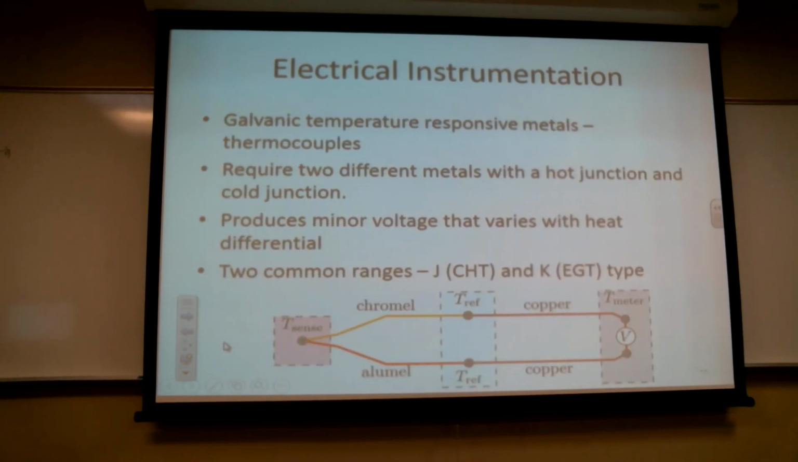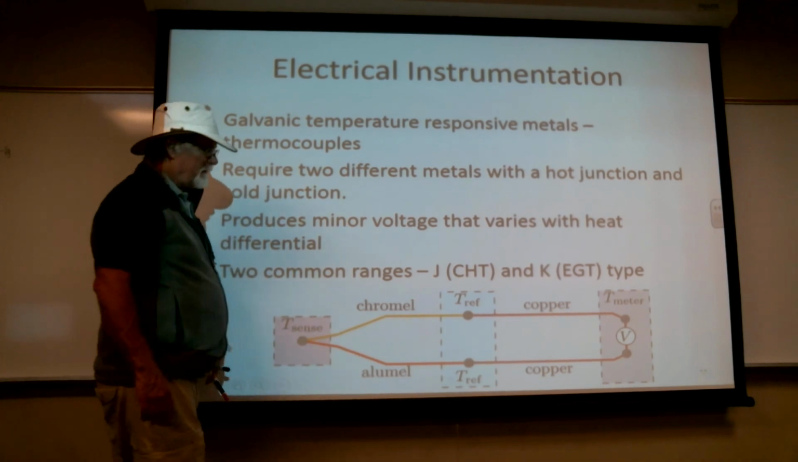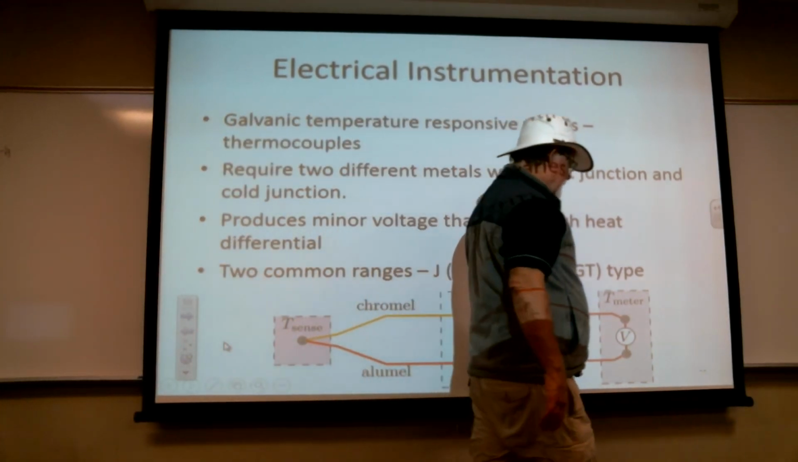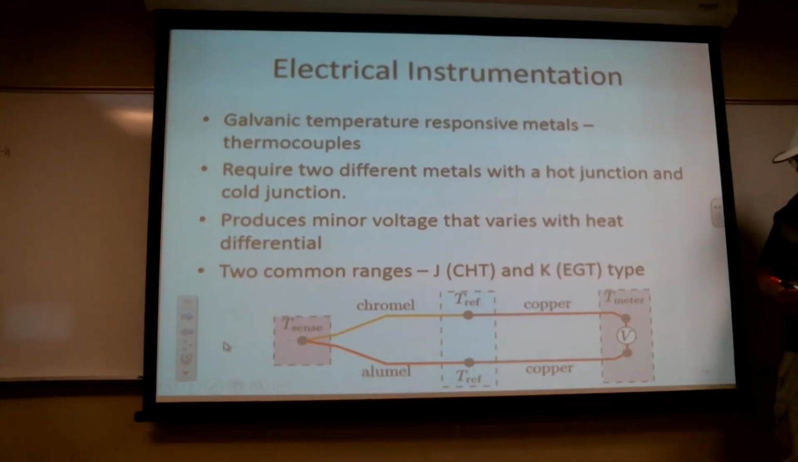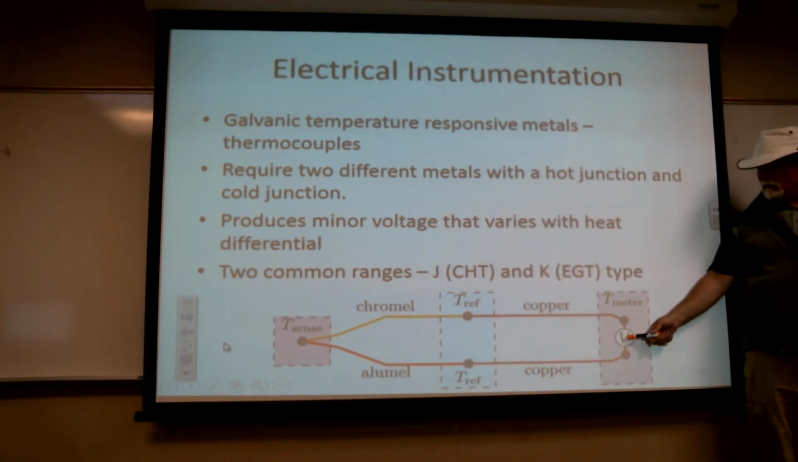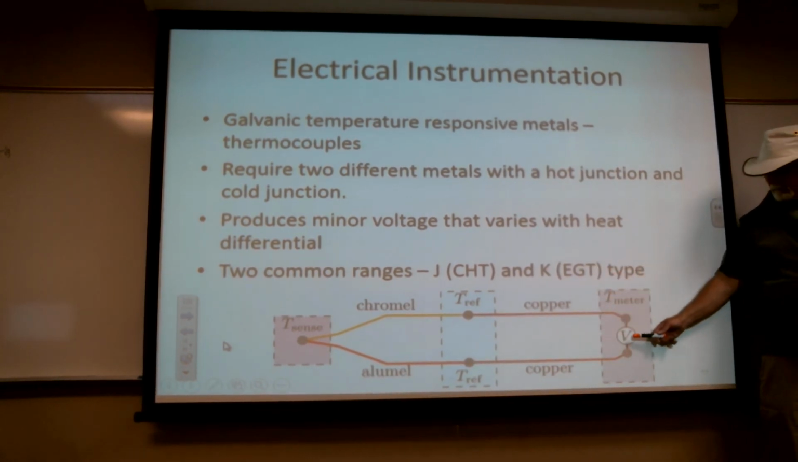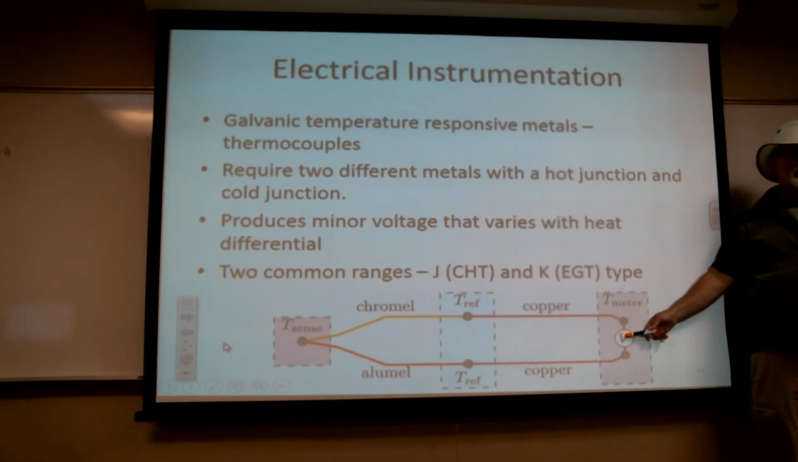So this then shows the thermocouple types. This one, chromel and alumel. Note they put some copper in here up to the meter, but inside the meter you're going to have a little piece of chromel and a little piece of alumel finishing the cold junction.